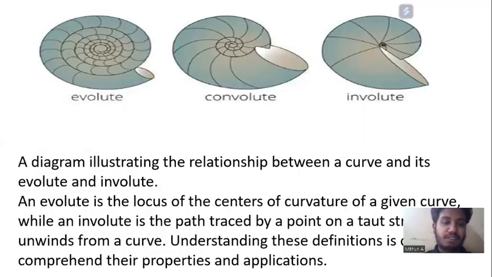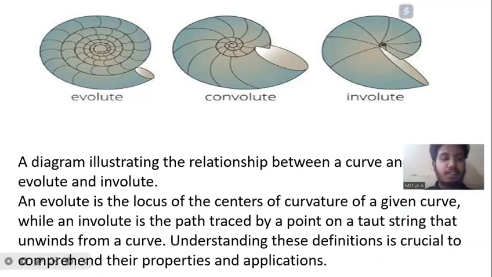A diagram illustrating the relation between a curve and its evolute and involute. An evolute is the locus of the center of curvature, while an involute is the path traced by a point on a taut string that unwinds from a curve. Understanding this definition is crucial to comprehend their properties and applications.